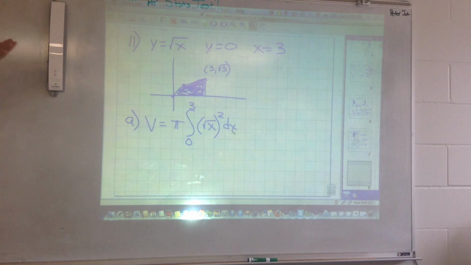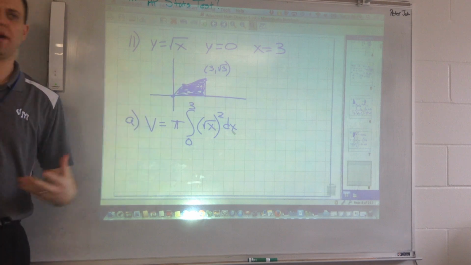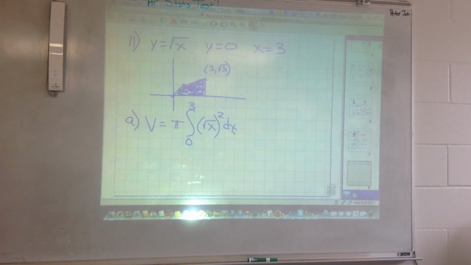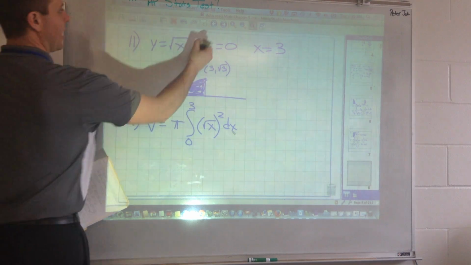Because the region is solid to our axis of revolution, you don't need to worry about any sort of washer method or anything like that. It's just a solid disk all the way through. All right, B is the y-axis.